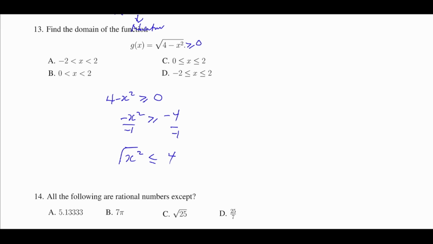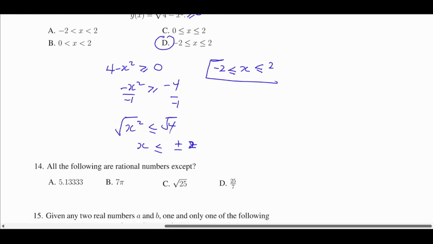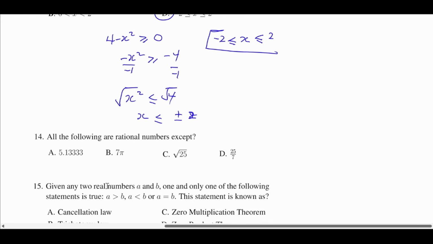Now I'll take the roots. I have x less than or equal to plus or minus, sorry, 2. Now when I want to write it out, there are two numbers here, so it's either x is less than or equal to 2, or greater than or equal to negative 2. And so this is the answer, and so the answer is D. Then we go to question 14. Question 14: all the following are rational numbers except.